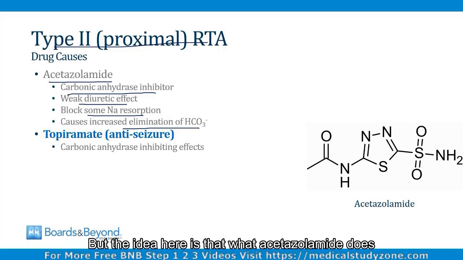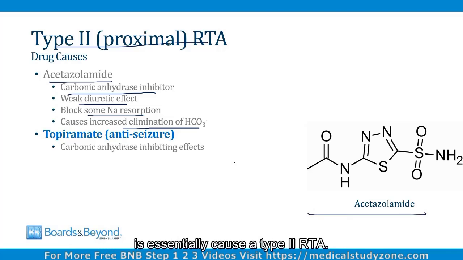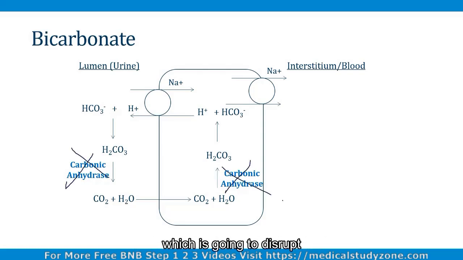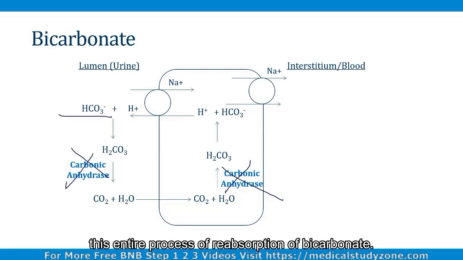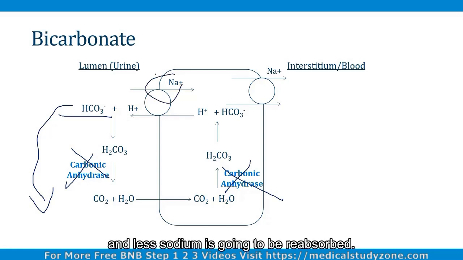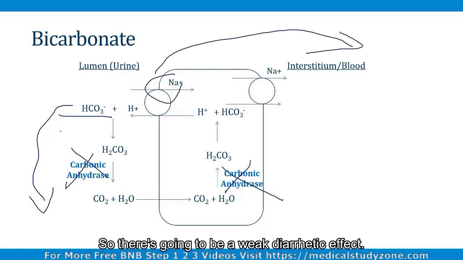But the idea here is that what acetazolamide does is essentially cause a type 2 RTA. If we go back to this slide, acetazolamide inhibits carbonic anhydrase, which is going to disrupt this entire process of reabsorption of bicarbonate. So bicarbonate is going to go out in the urine, and less sodium is going to be reabsorbed, so there's going to be a weak diuretic effect.